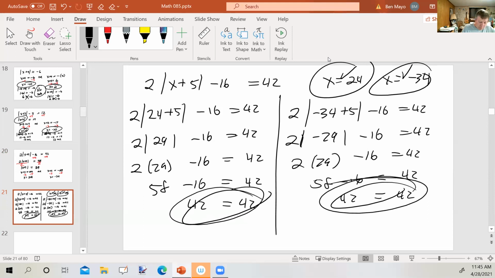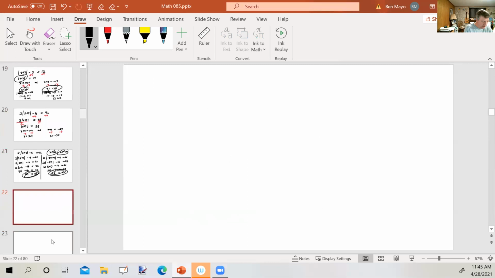All right, now another situation is where you've got an equation that has two absolute value terms in it.